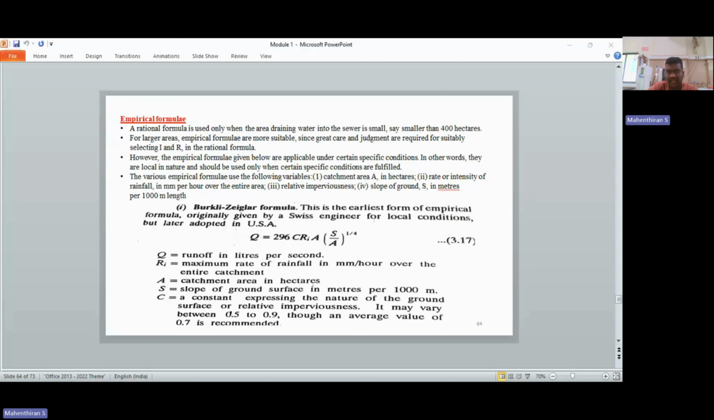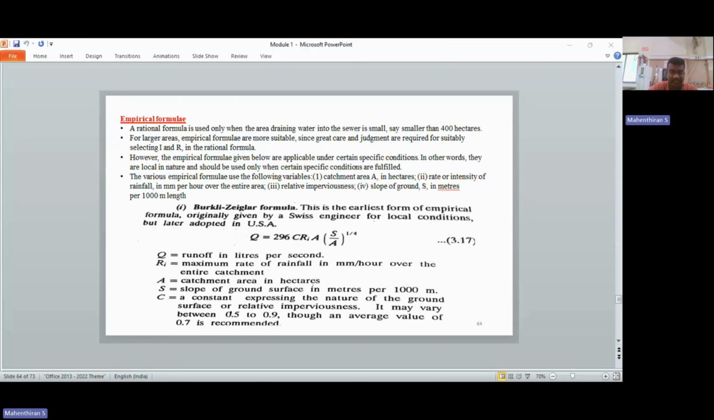Now, next we are moving into the slope, that is S. Here the units are meters per 1000 meters. This is a dimensionless ratio in effect. For example, if the ground drops 5 meters over a distance of 1000 meters, then S is equal to 5. If the ground drops 20 meters over 1000 meters, then S is equal to 20. That is a steeper slope.